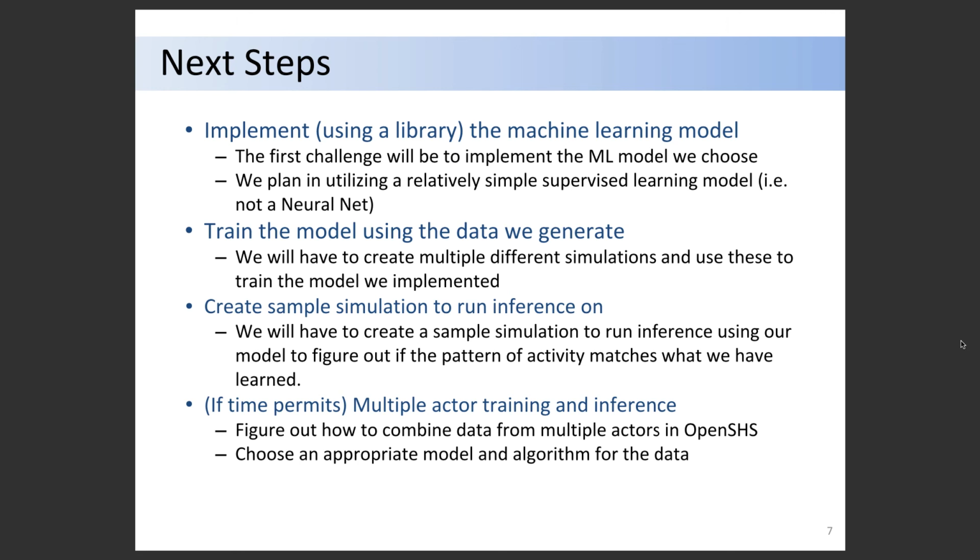And our stretch goal is maybe to be able to do this for multiple actors, like simulate multiple people living in the same household and see what kind of information we can learn from that. There are obvious challenges to this, because if two people are in the same room, that might just go off as one trigger as opposed to two different triggers. So we need to figure out if our model still works or if we have to change the model. And we also have to figure out how to do multiple actors in the OpenSHS framework.